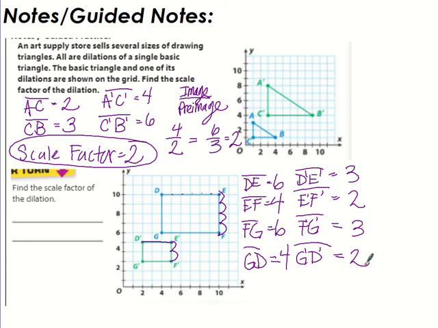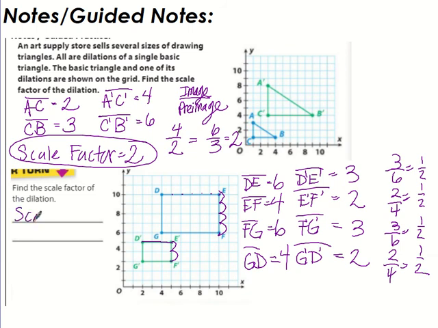Now remember, we still always do image over pre-image, so all my ratios are 3 over 6, 2 over 4, 3 over 6, and 2 over 4. And if we look at all of these, they're actually all equal to a half. So we would say our scale factor equals a half.